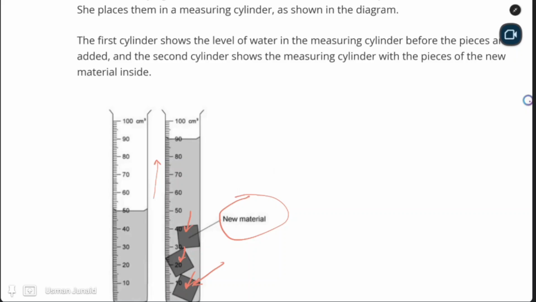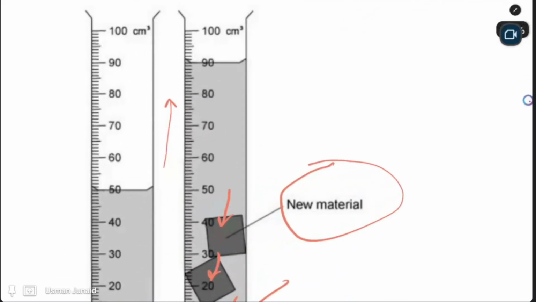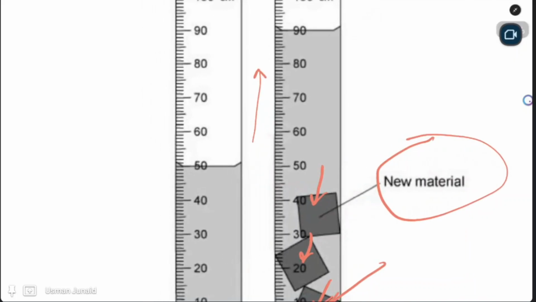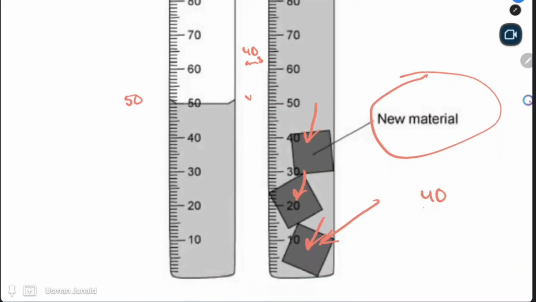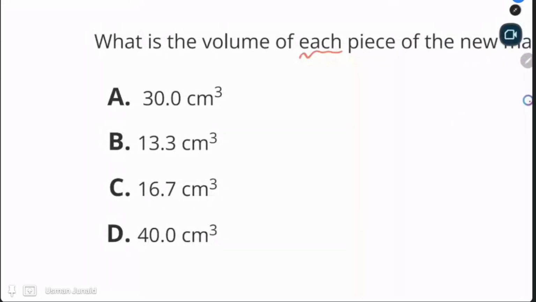Is the first one on 50, because it's a little blurry? The first one is on 50, yes, and the second is on 90. So that difference is a 40 increase. So we will do 40 divided by 3. Exactly, so 40 over 3, which is how much? 40 divided by 3 is 13.3. Yes.